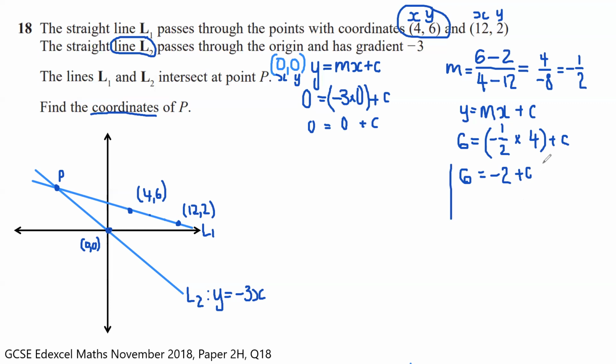We can then pop some method lines in if that's how you choose to do this. We've got a -2 on this side. We want to find out what c is. So to get c on its own, we need to add 2 to both sides. And if we do that, we end up with c is equal to 8. So we're putting that all together. We can now write down the equation of line 1. So we've got y is equal to -1/2x plus 8.